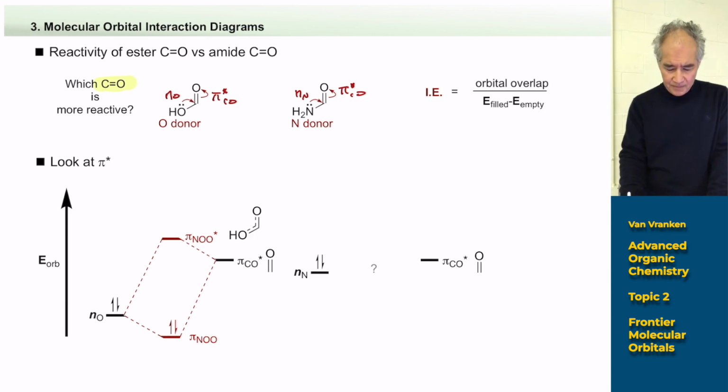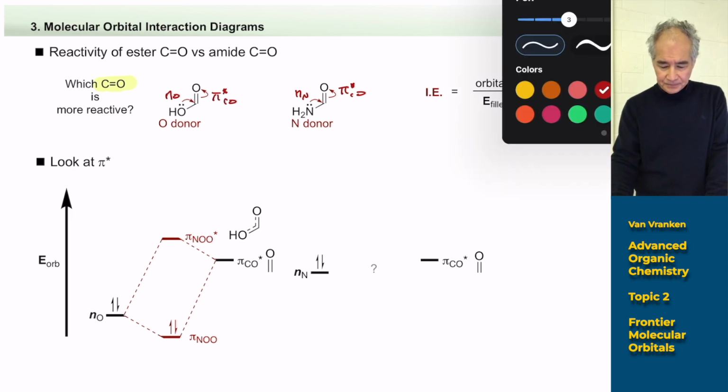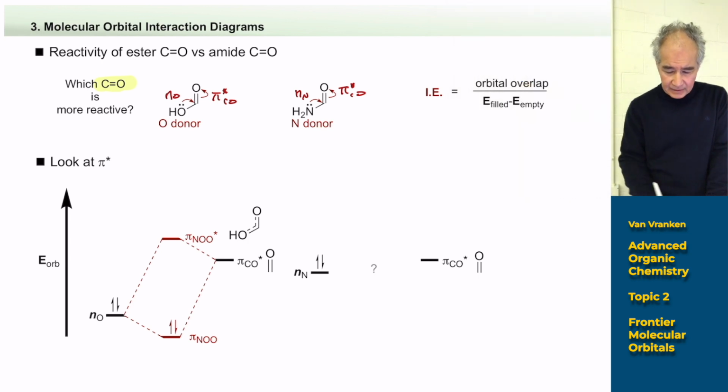So I'm going to draw two diagrams side by side. And in one diagram, I've got an oxygen lone pair that's adding to a carbonyl. And I'm going to look at this gap here. There's a gap between the filled and the unfilled orbital. I'm going to pay big time attention to that gap.